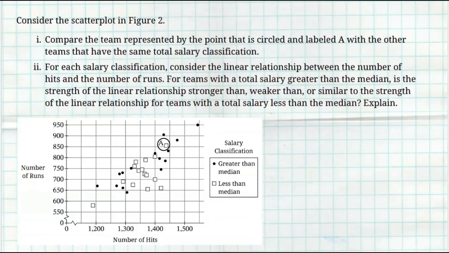All right, now double I says for each salary classification, consider the linear relationship between the number of hits and the number of runs. For teams with a salary greater than the median, is the strength of the linear relationship stronger, weaker, or similar to the strength of the linear relationship with teams below the median? So you're looking at the relationship. They're both positive. They're both fairly linear, but I think that the black dots are a little bit more linear. It's a little bit of a better form, which means it's a little bit stronger than the squares.